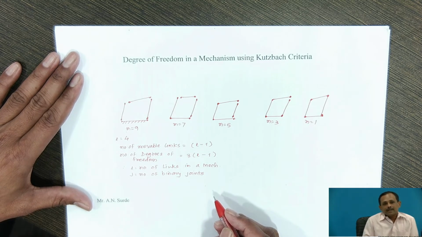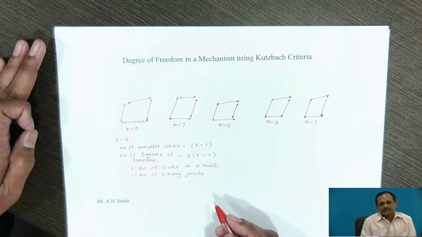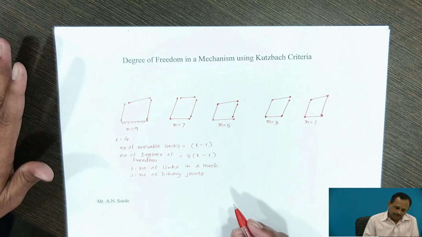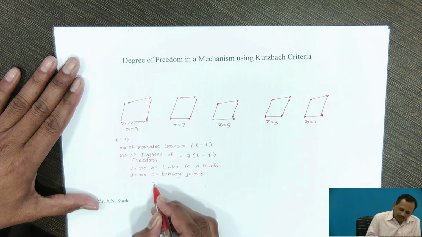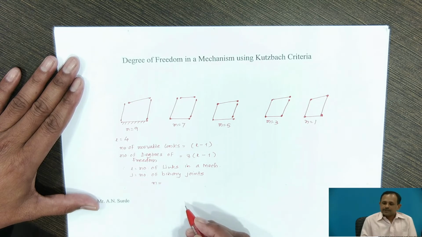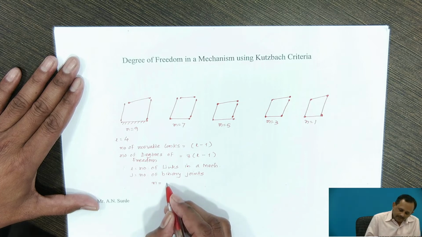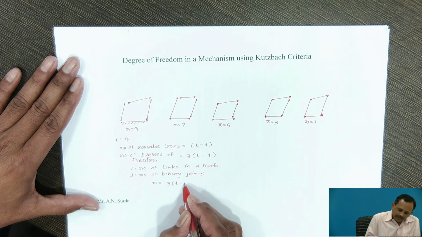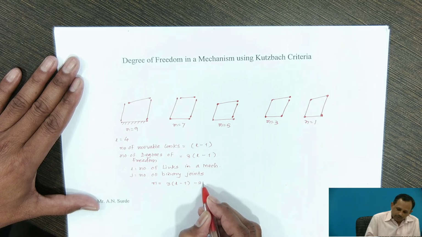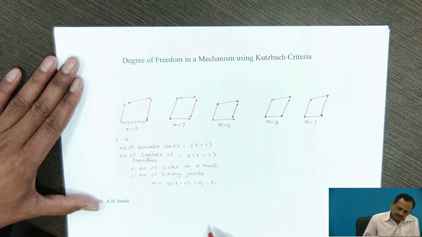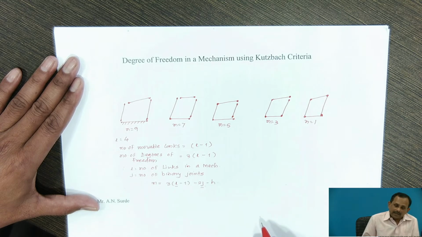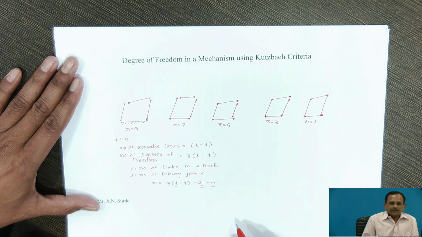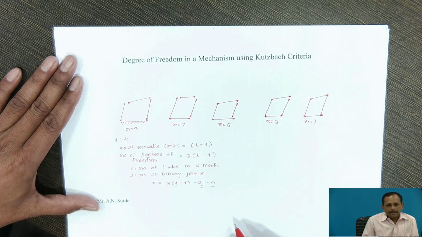Binary joint means when the 2 links are connected at the same connection, that is called a binary joint. So the general relation in order to determine the number of degrees of freedom is N equal to 3 into (L minus 1) minus 2J minus H, where N is the number of degrees of freedom, L is the number of links, J is the number of binary joints, and H stands for higher pairs in a mechanism.